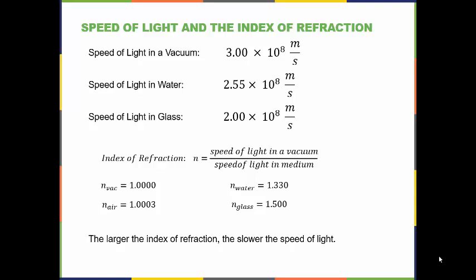In water, the index of refraction is 3 times 10 to the 8 meters per second divided by 2.55 times 10 to the 8 meters per second, or 1.33. In glass, the index of refraction is 1.5. Notice that the larger the index of refraction, the slower the light is moving through that medium. So in glass, it's at 1.5, and in water, it's at 1.33. It moves slower in glass than water.